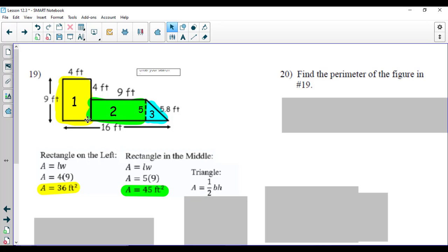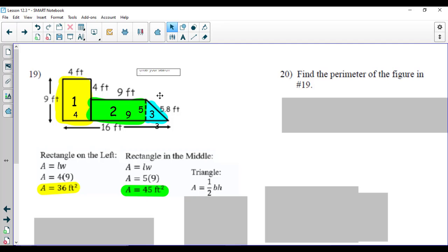I know that the yellow shaded region, the green shaded region, and the blue shaded region all together are 16. I know that this portion right here is 4, the yellow portion. I know that the green portion is 9. And that totals 13. So in order for the whole distance across, including yellow, green, and blue, to be 16, it means that this base has to be 3 here. So the base and height of the triangle are 3 and 5.